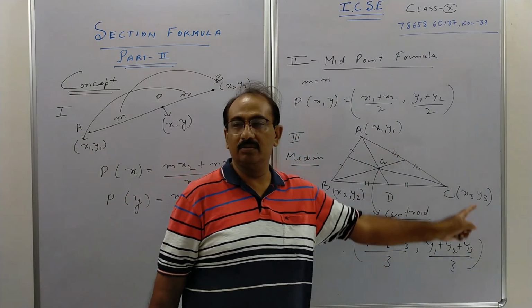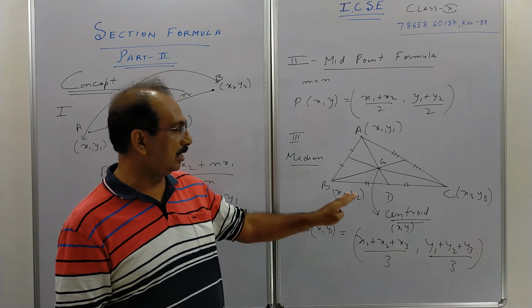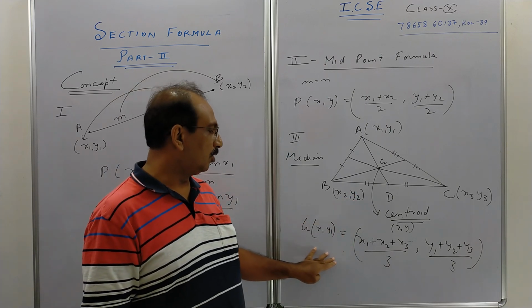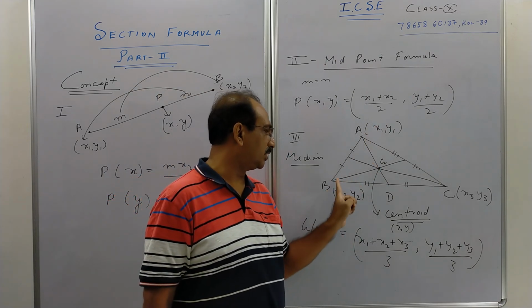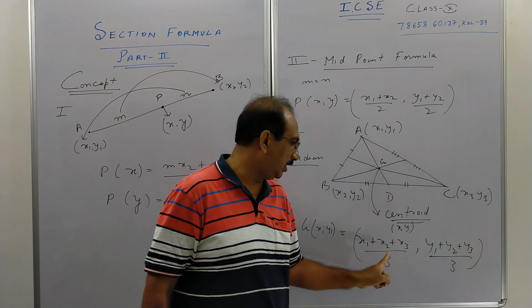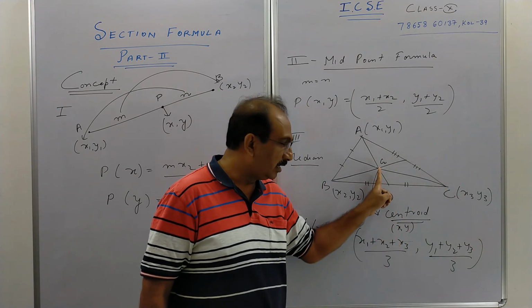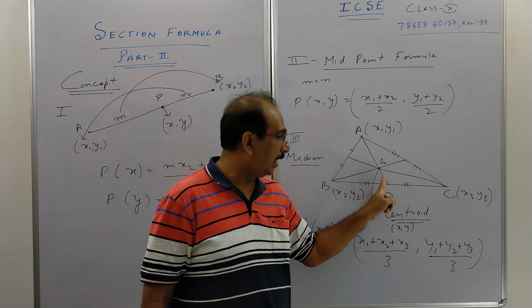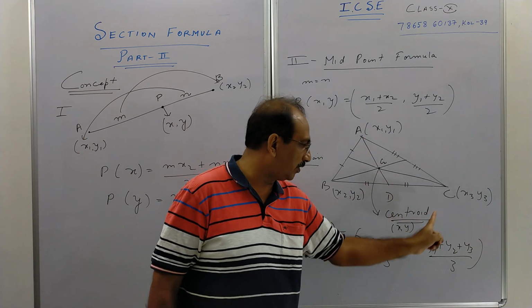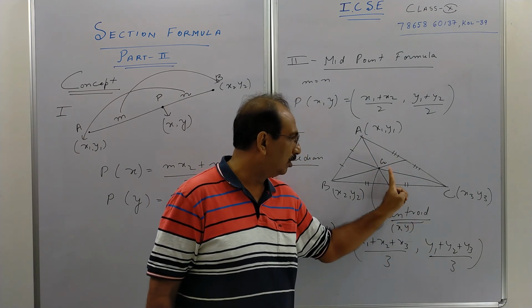All the y's you add. Okay, so when we do the sum, we will see this. So remember, the coordinate of the centroid is x1 plus x2 plus x3 by 3, which gives you x of this, and y1 plus y2 plus y3 by 3 gives you y of this.